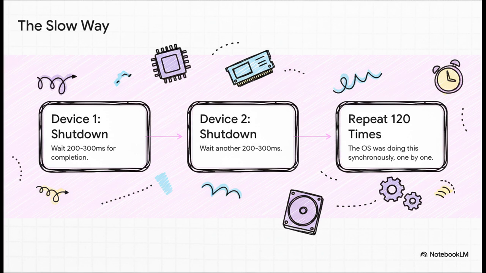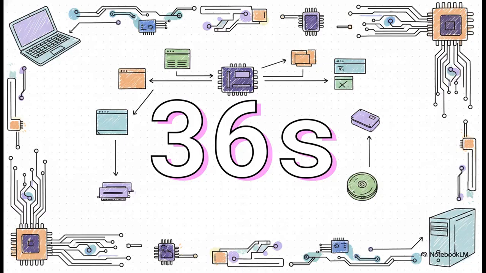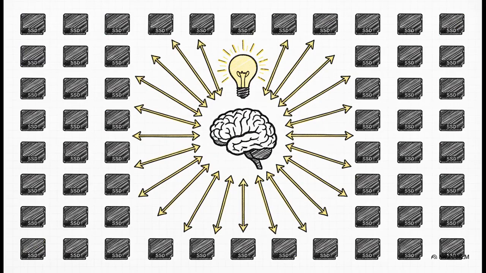It was basically like having to call 120 friends to say goodbye. But you have to call the first friend, wait for them to say bye and hang up, then you can call the second friend, wait for them to hang up, and you have to do that 120 times. And how long did this take? Get this, up to 36 seconds, which might not sound like a lot, but in the world of computers, that's an eternity.